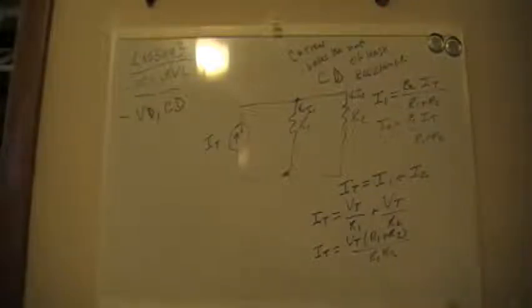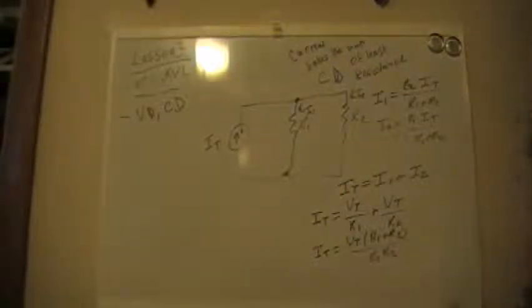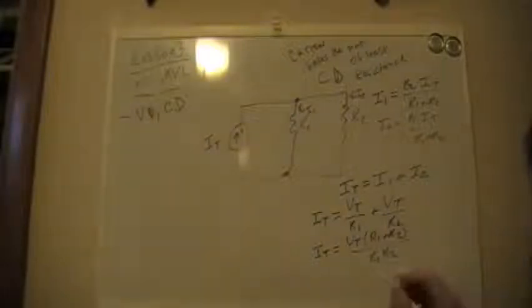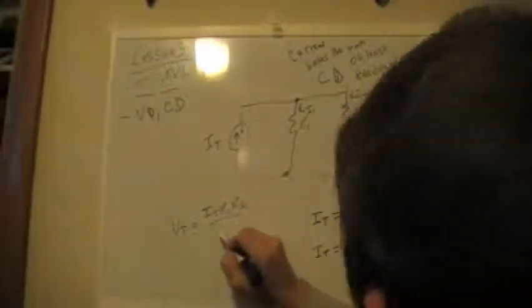The only way I can explain that is I just multiply this top and bottom by R2 and this top and bottom by R1, and you get an expression that looks like that. We still don't want VT in this circuit, though. We need to find a way to get rid of that VT, and we will in just a second. But for now, we're going to move this to the other side of the equation, and we get VT equals IT R1 R2 over R1 plus R2.